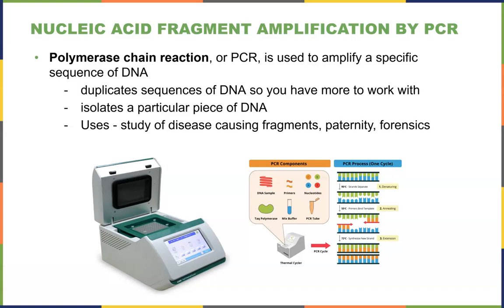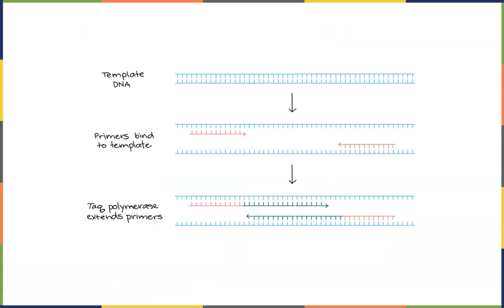But at the end of PCR, we're going to double the amount of DNA that we started with, and we can let it run for many, many cycles, and each cycle will double the DNA. So you'll end up getting a really large amount of DNA at the end. It's really great for studying disease-causing fragments, paternity, and forensics as well.